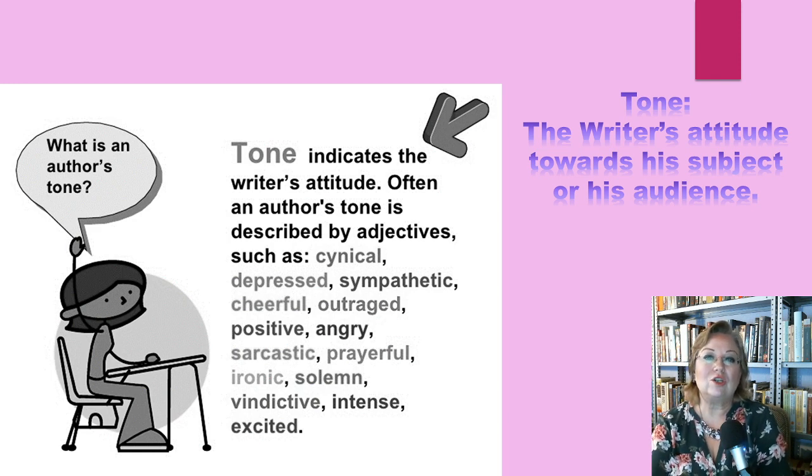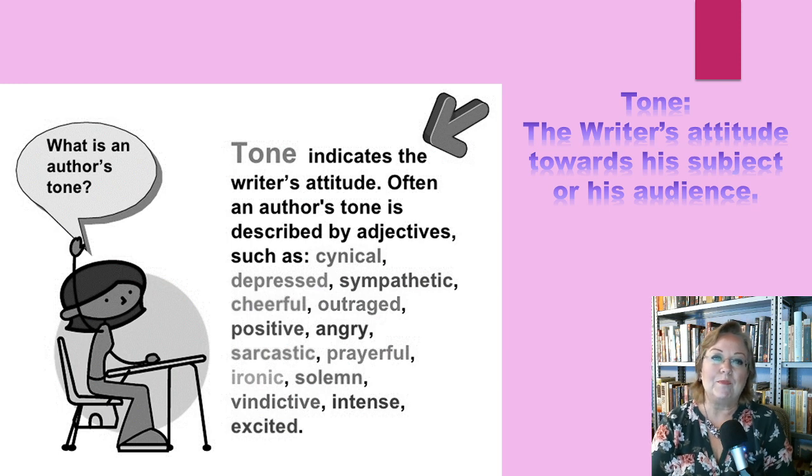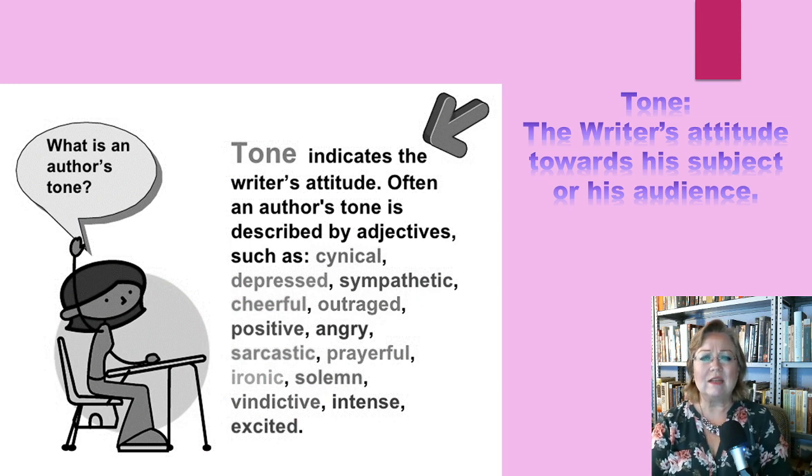Often the author's tone is described by adjectives such as cynical. Cynical means you don't really believe what you're saying or what somebody else is saying. Depressed, sympathetic, cheerful, outraged, positive, angry, sarcastic, prayerful, ironic. That means there's a little bit of, you didn't see it coming. Solemn, vindictive, you're angry and you want to get back at somebody. Intense or excited. So when we read poetry, one of the things we're looking at is the author's tone. What is the author's feeling towards their subject?